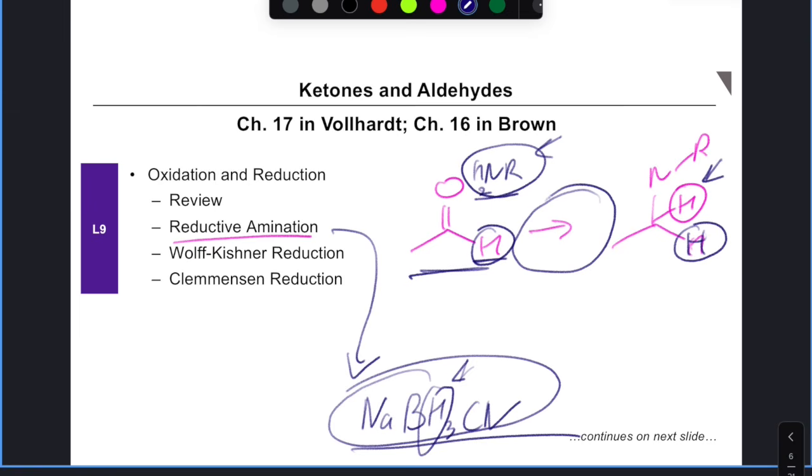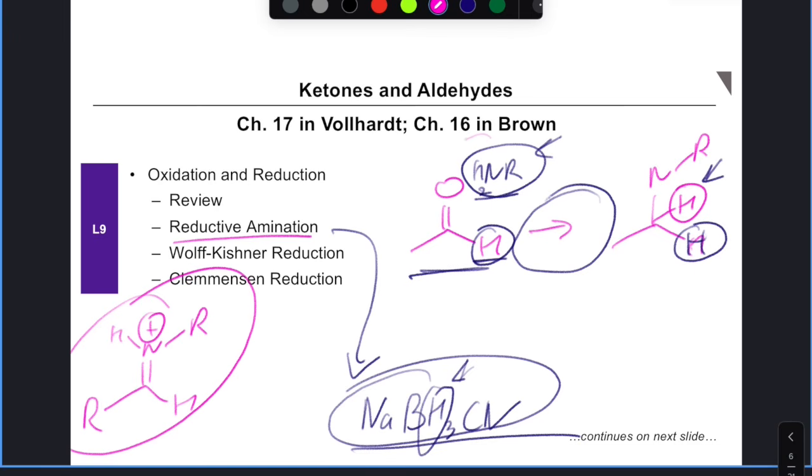Not imines, iminiums. We need specially activated nitrogens. We're looking for something like this. The iminium, remember, when you mix these two guys together, they're going to form iminiums as an intermediate. That intermediate under these reaction conditions is specially activated for the reaction to complete.